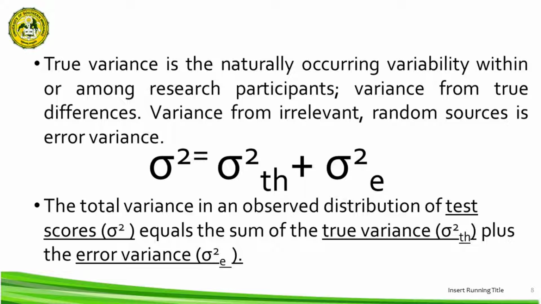That is reliability. So the greater the proportion of the total variance attributed to true variance, the more reliable is the test. Because true differences are assumed to be stable, they are presumed to yield consistent scores on repeated administrations of the same test as well as on equivalent forms of the test.